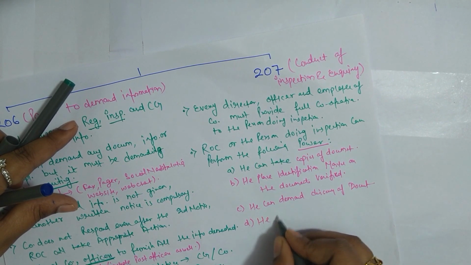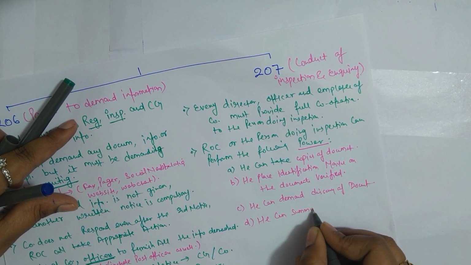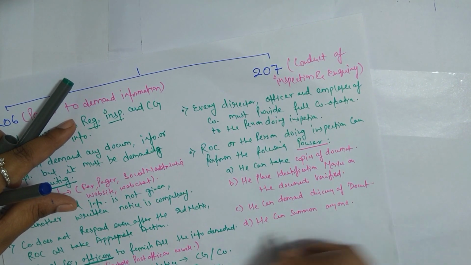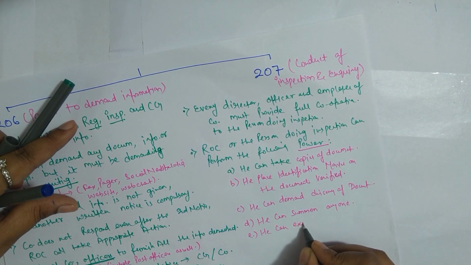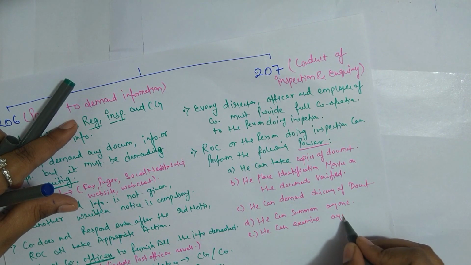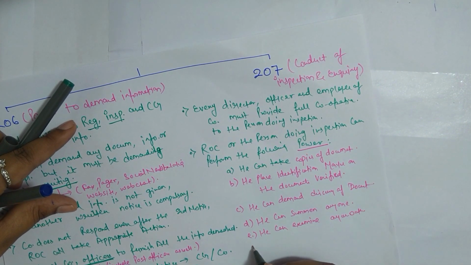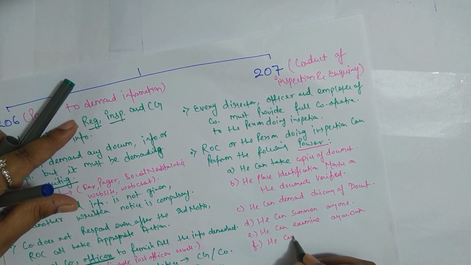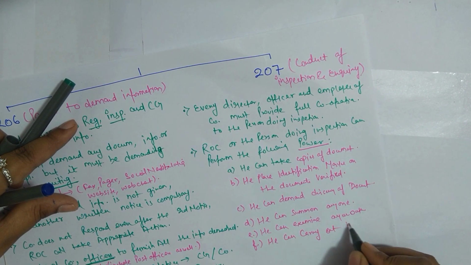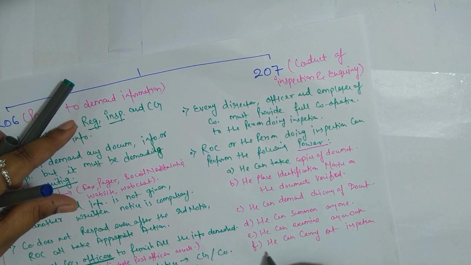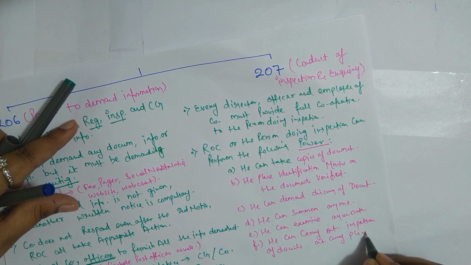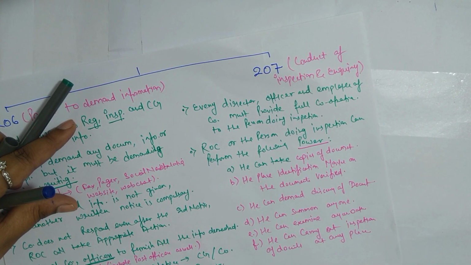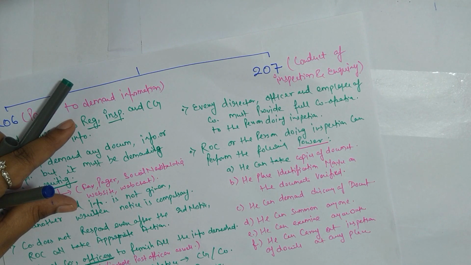So fine, he can summon anyone. Anyone means anyone. He can examine anyone on oath, and he can carry out inspection of the documents at any place which is suitable for him. There is no condition that he has to do everything only in office hours or only in the office. He has no restriction or condition.